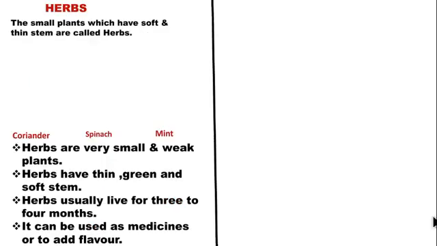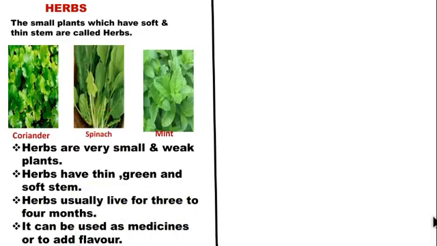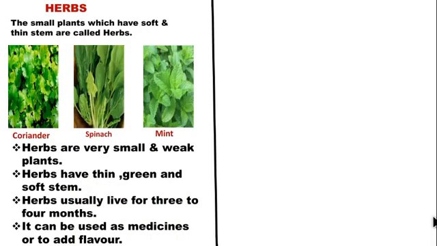So the next type of plants are herbs. The small plants which have soft and thin stem are called herbs. For example, coriander, spinach, mint. So usually we will see in our houses, isn't it? So herbs are very small and weak plants and have thin green and soft stem. Usually they live for 3 to 4 months, and they can be used as medicines or to add flavor also.